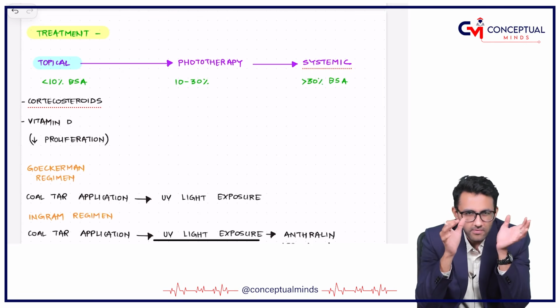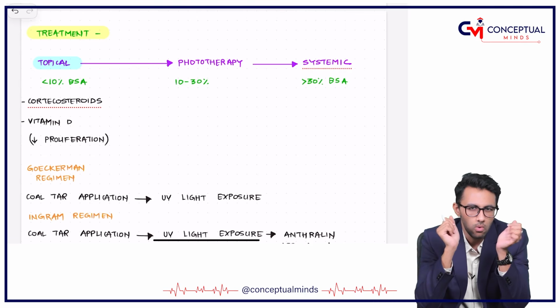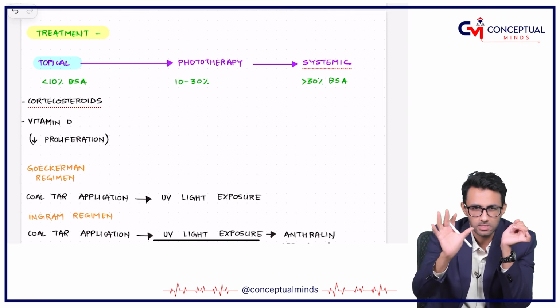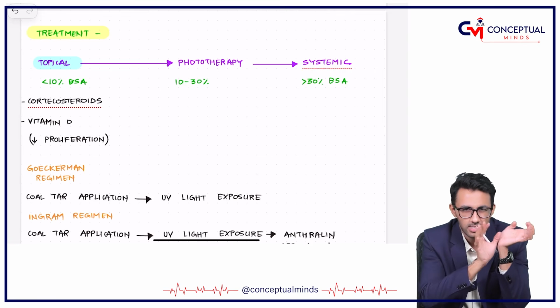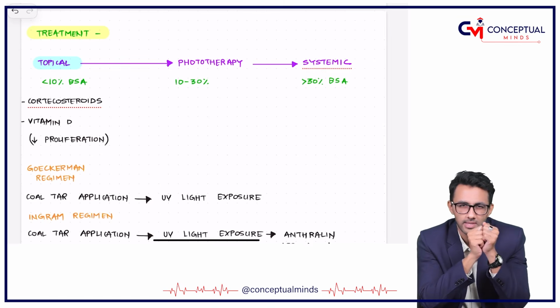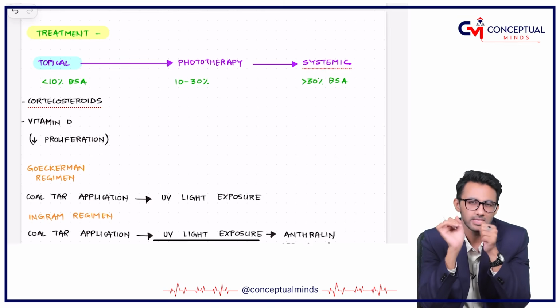But would you give all to all? No, right? We won't give. But what is the factor that would decide that he should get the highest power of treatment, and he should just get a normal regular treatment? How would we decide it? The answer is body surface area.